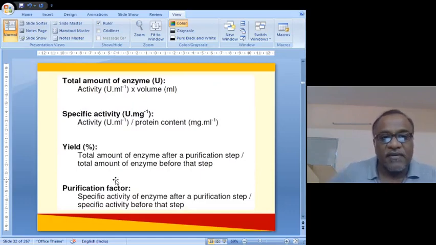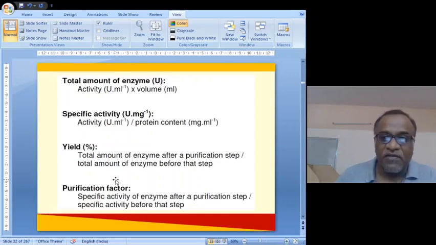So as I said earlier, the total amount of enzyme, that is denoted as U, is given by activity multiplied by volume of the enzyme. That is units per ml multiplied by volume, that is ml. Specific activity is given by activity divided by protein content. Now how do we measure the percentage of yield? That is the total amount of enzyme after a purification step divided by the total amount of enzyme before that step. That step means over here the previous step that is adopted in the purification.